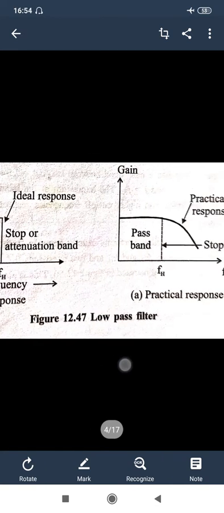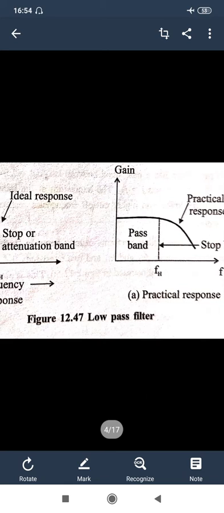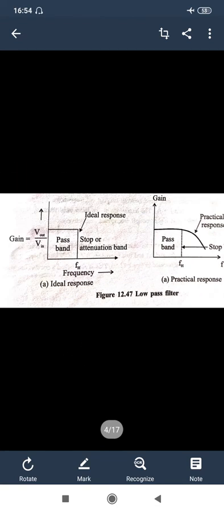We find a sharp edge from 0 to fh, and after that the gain is 0. On the right side is the practical response. In the practical response there are no sharp edges; the gain decreases gradually after the cutoff frequency fh. We have plotted the graph between gain and frequency. This is the ideal frequency response of the low pass filter.